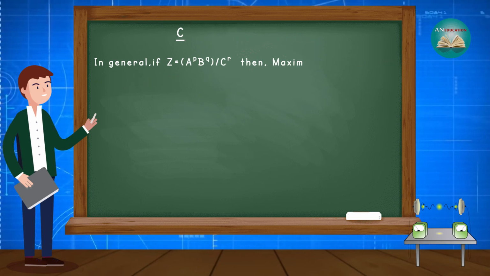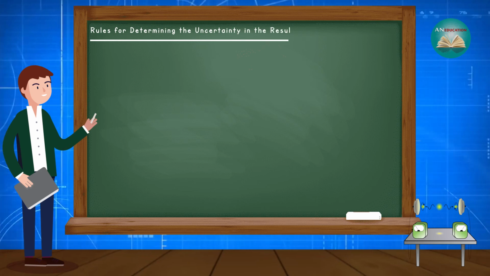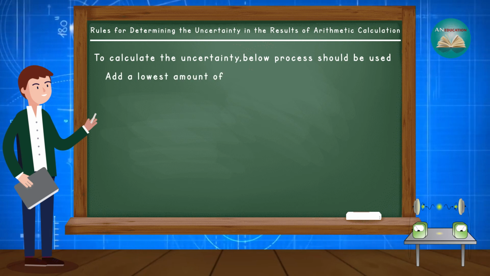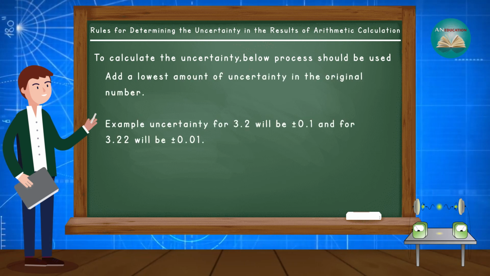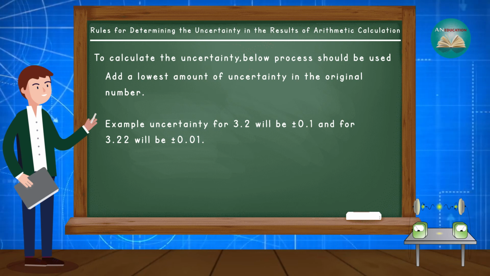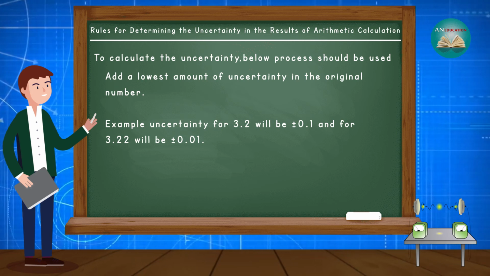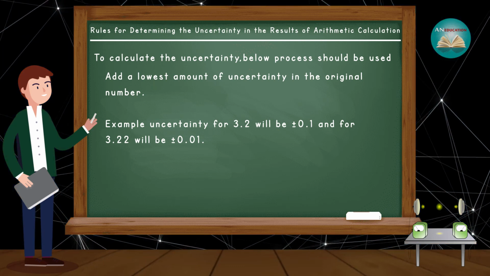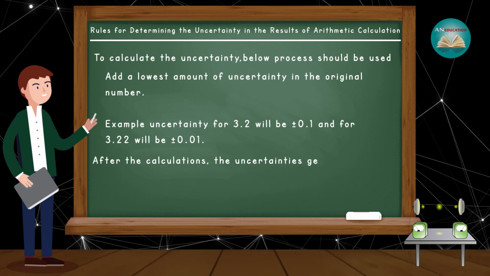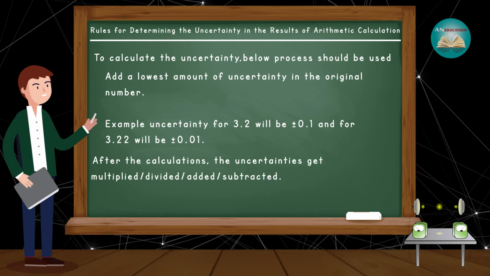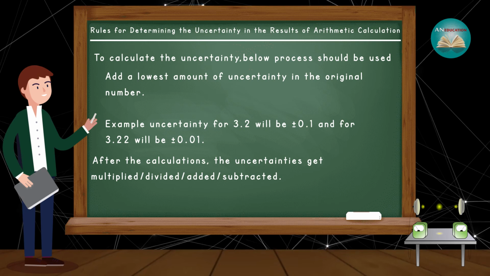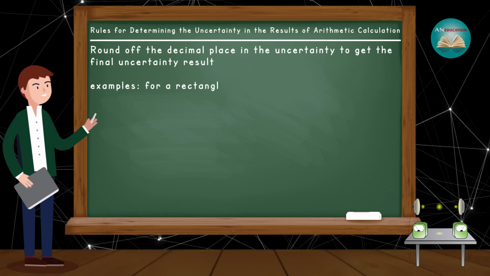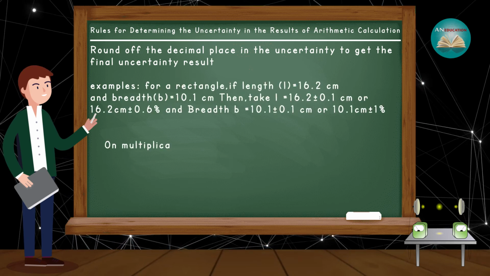After that, let's discuss the rules for determining the uncertainty in the result of arithmetic calculation. To calculate the uncertainty, the below process should be used: take the lowest amount of uncertainty in the original number. Example, uncertainty for 3.2 will be plus minus 0.1 and for 3.22 will be plus minus 0.01. Calculate these in percentage also. After the calculation, the uncertainties get multiplied, divided, added, subtracted. Round off the decimal places in the uncertainty to get the final uncertainty result.